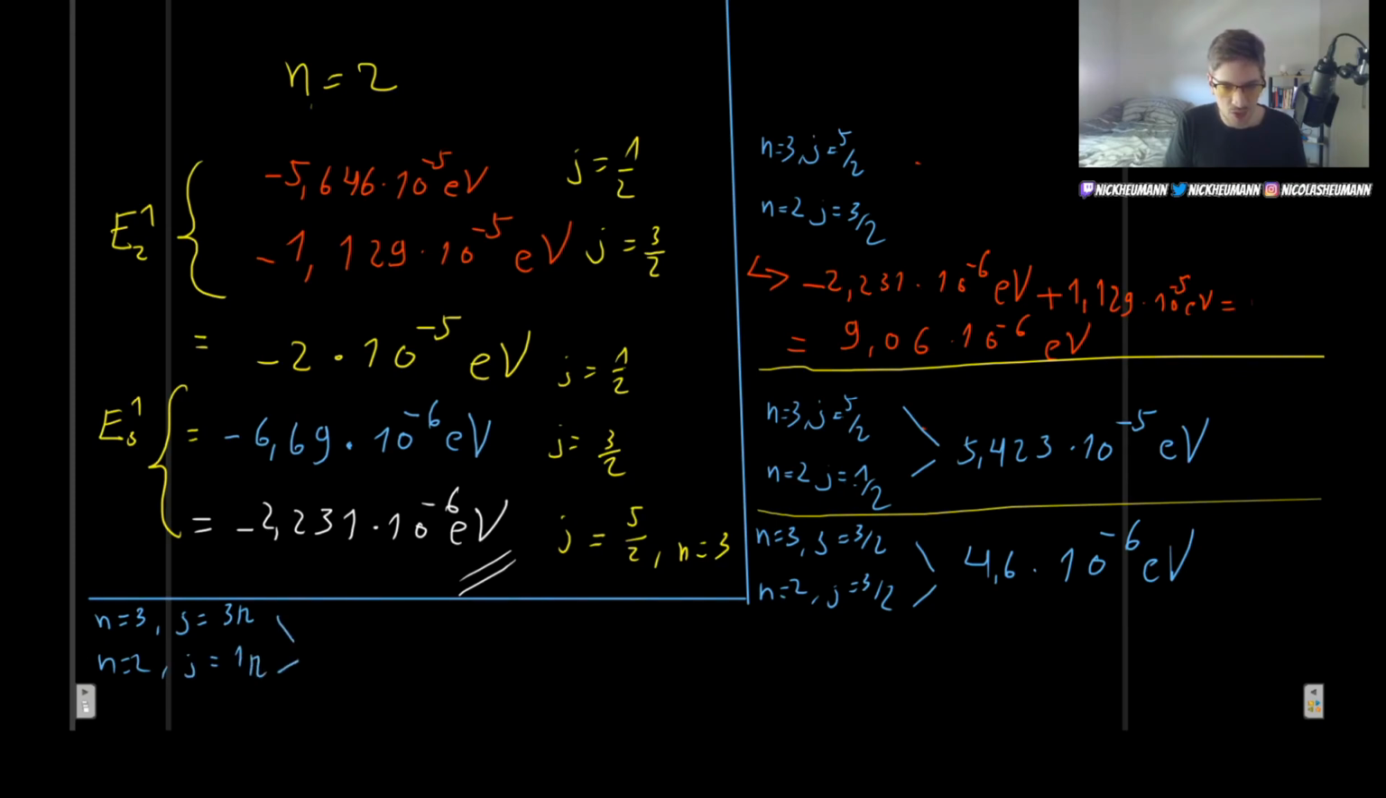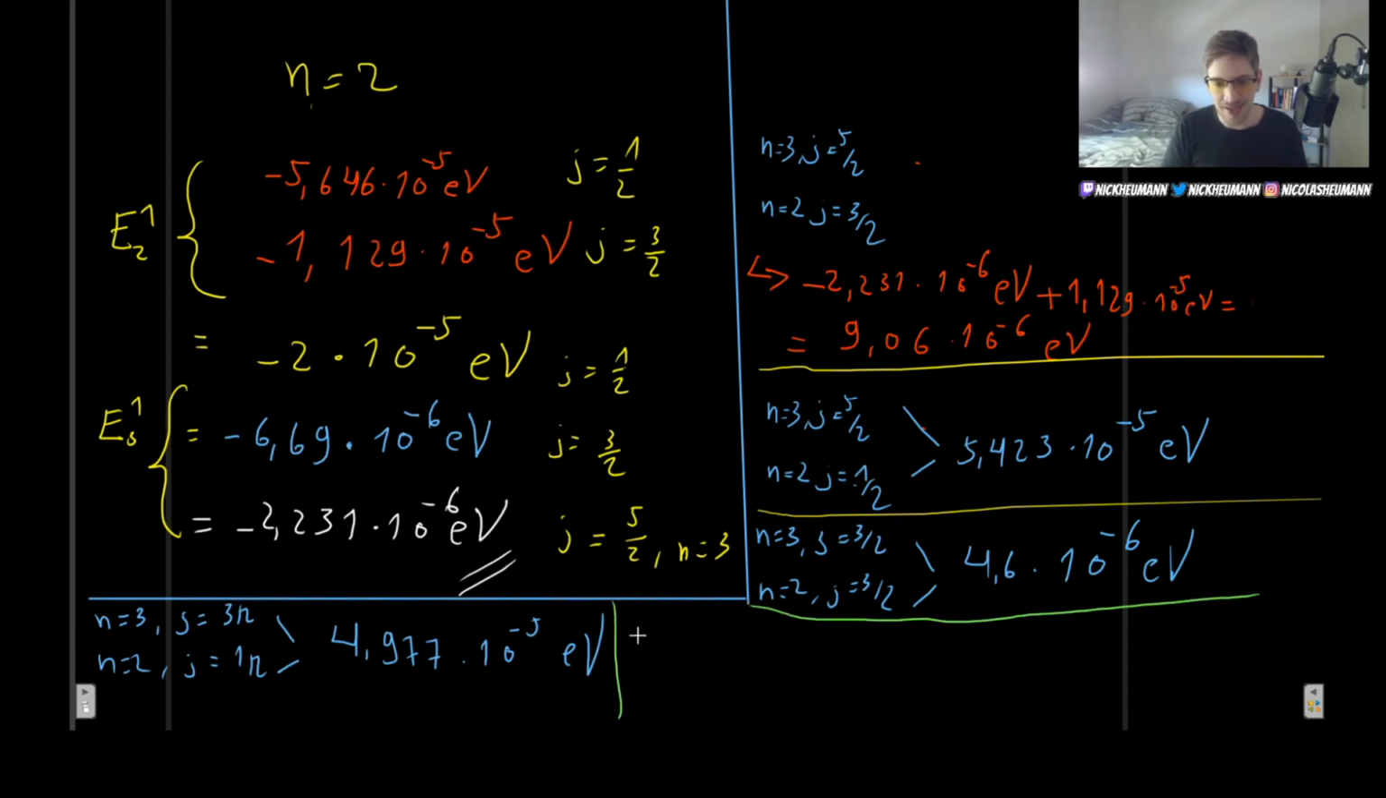Let's continue here. So now we have n equals 3, j equals 3/2, to n equals 2, j equals 1/2. So this time, what do we get? We get from minus 6.69 exponent minus 6, we go to this state right here. So we have to do plus 5.646 exponent minus 5. And this would be 4.977 times 10 to the minus 5 eV.